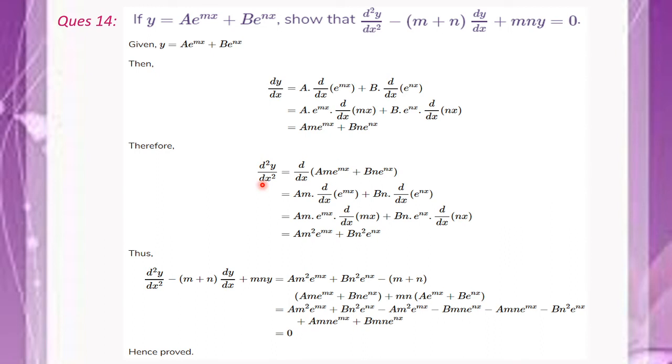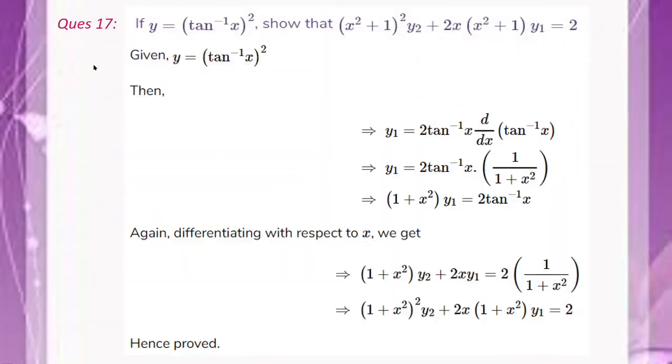Now we have to find the second derivative because it is required here. So the second derivative means we have to find the derivative of this. Am is constant here. Then the derivative of e power mx is e power mx, then the derivative of mx is m. So m into m gives m square. Same way here we will get n square. Now put all the values in the left hand side of the given equation, everything will cancel and we will get 0 as the answer.